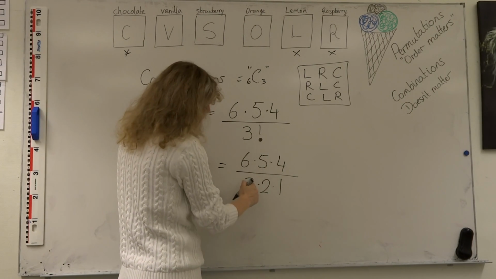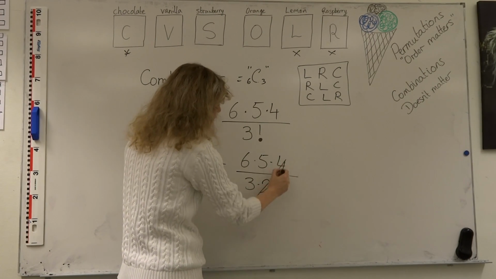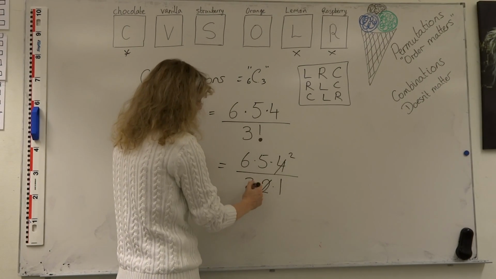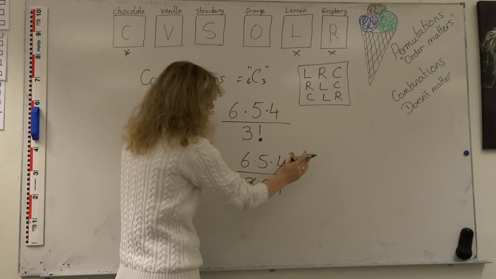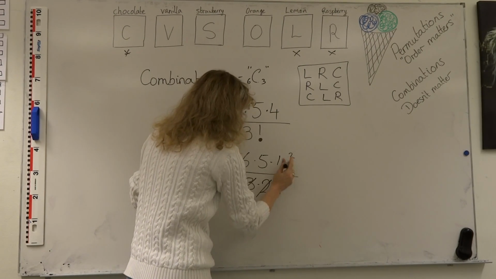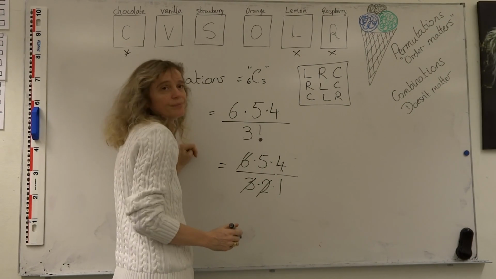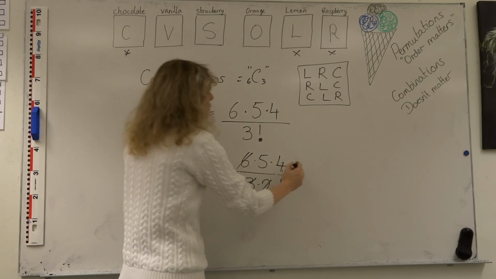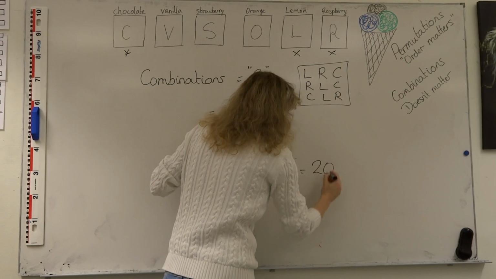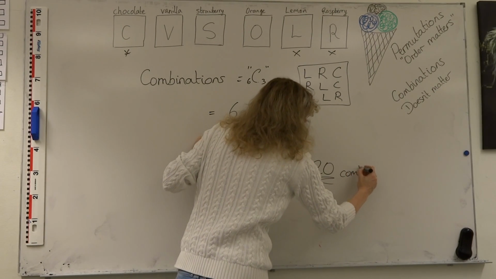So we would get, here we would divide 2's into 4, which would go 2 times, or 3, in fact, let's leave the 4 there. We've got 3 times 2 here, which is 6. So 6 divided by 6. And so here we have 20 combinations.